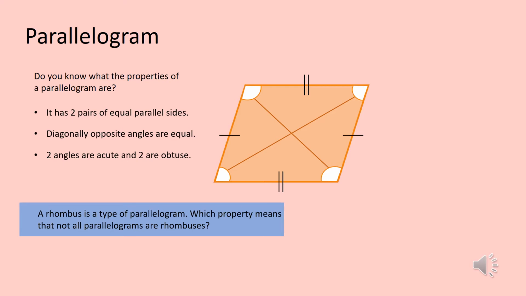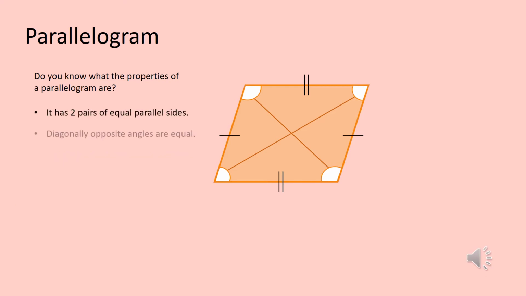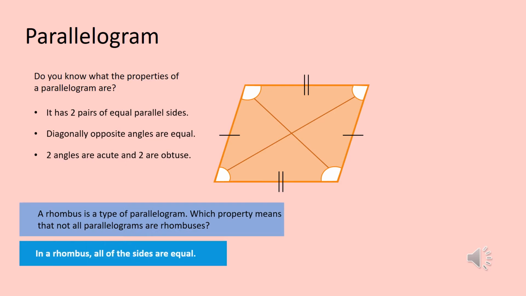Here's another challenge. Which property means that not all parallelograms are rhombuses? Pause the video if you accept this challenge before hearing the answer. What was your answer? In a rhombus, all the sides are equal, whereas in a parallelogram, not all the sides are equal. Opposite sides are equal, a bit like a rectangle.